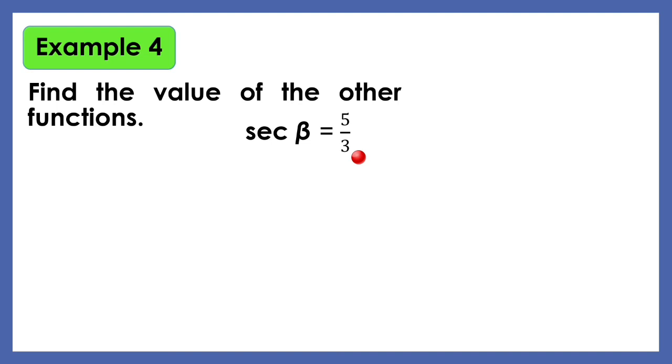Paano natin hahanapin? Ayan, alam natin na ang secant beta ay equal siya sa siya. Gagamitin natin yung mnemonics na COSECANT. So, nasa siya. Secant is equal to hypotenuse over adjacent. So, idodrawing natin yung triangle and then ilalagay natin tong given na values para mas malinaw.